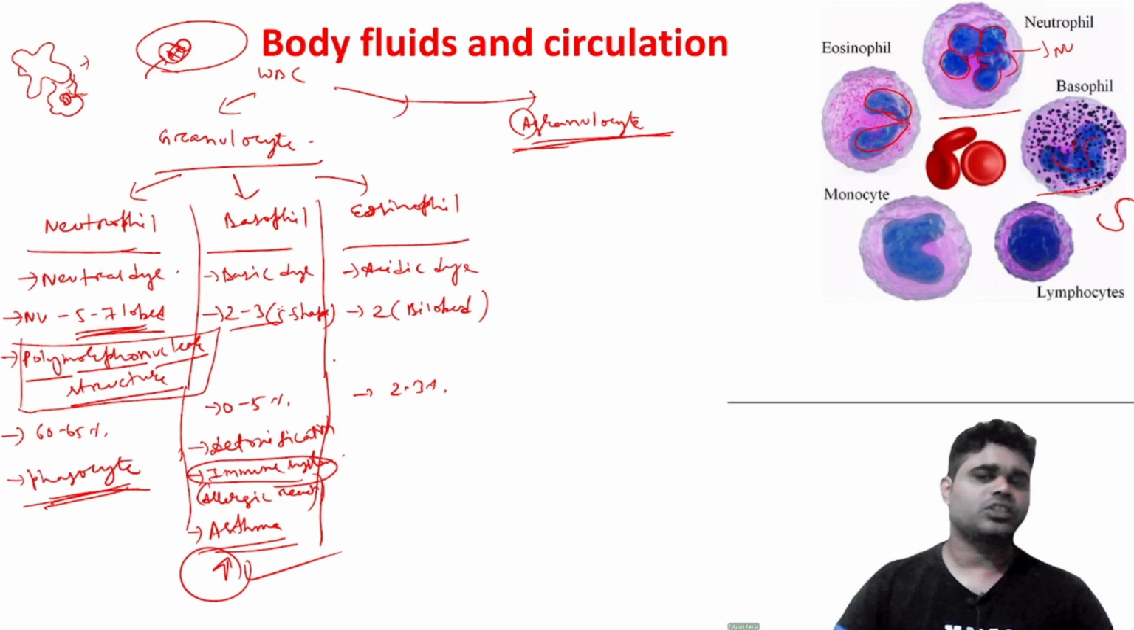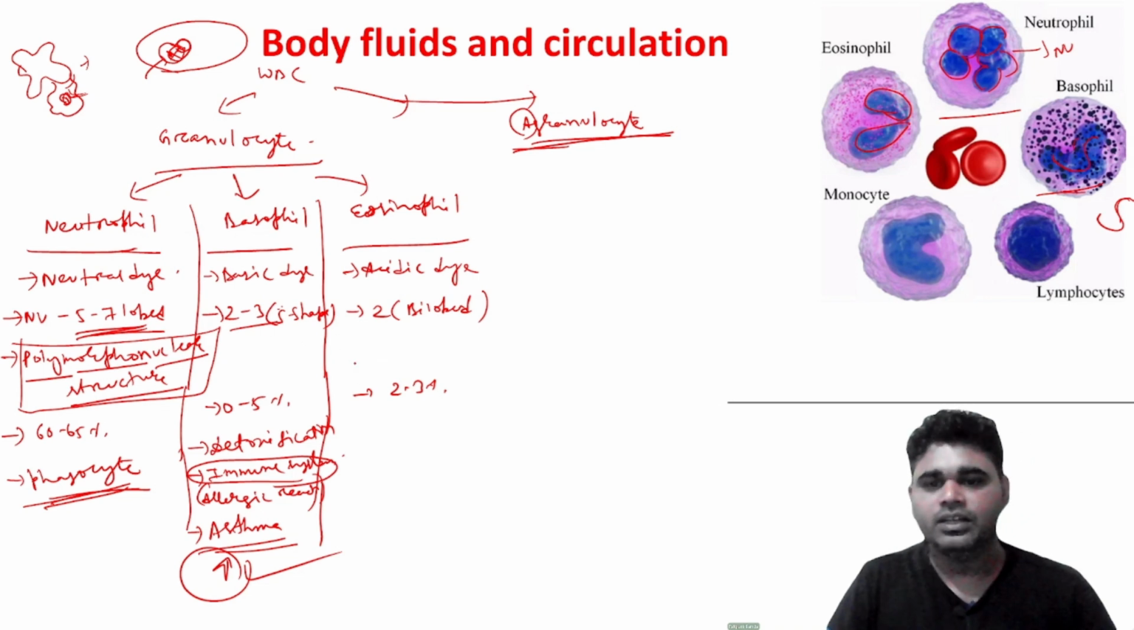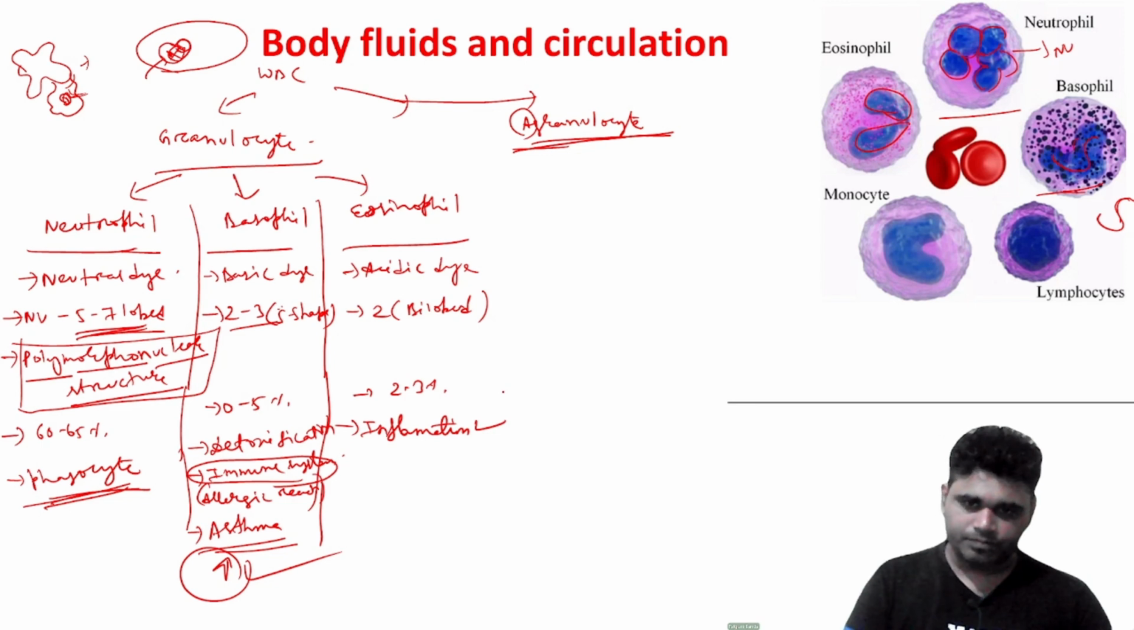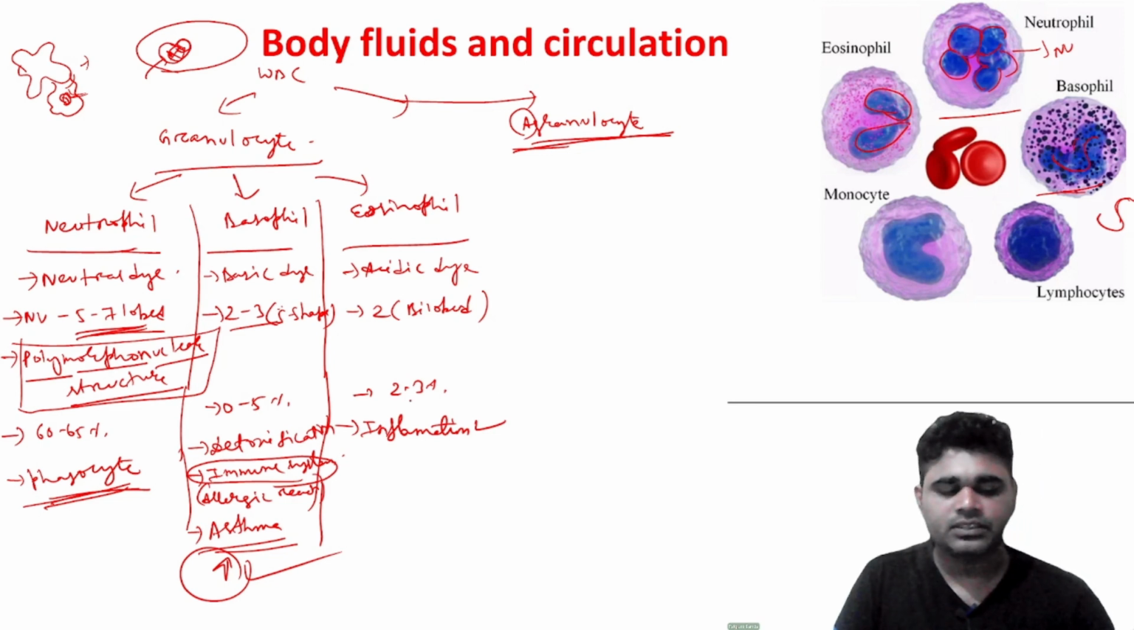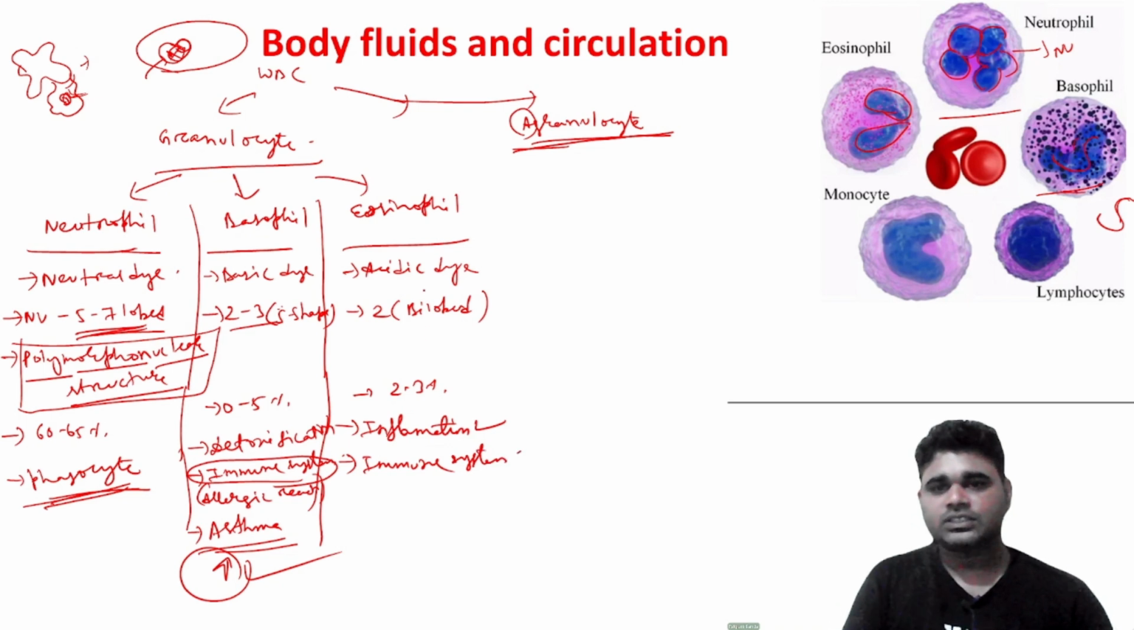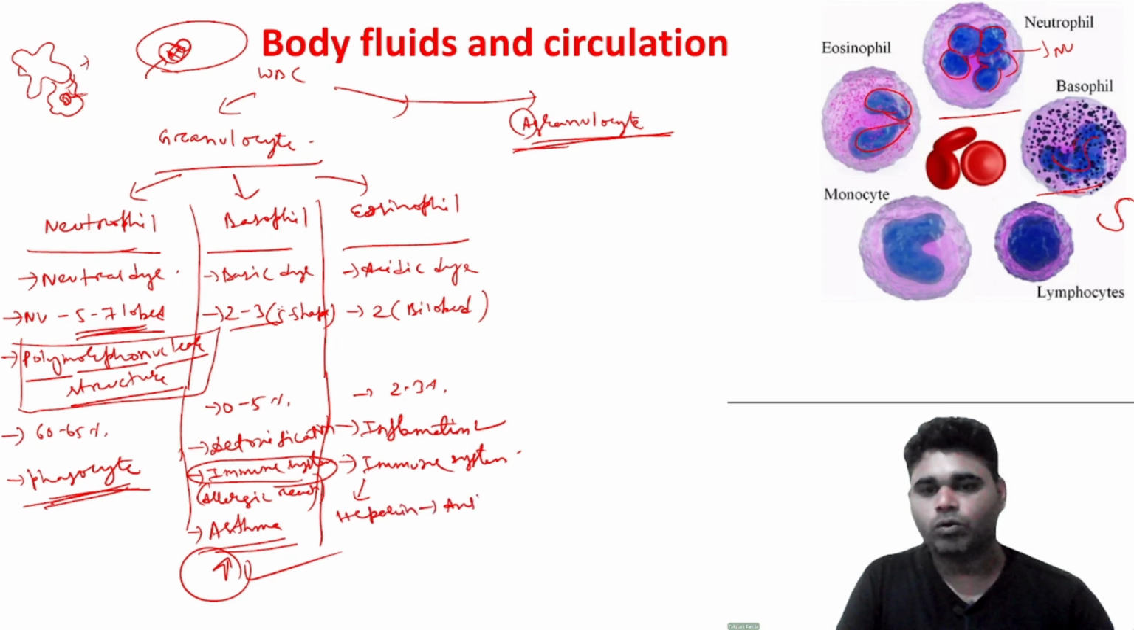So this is the function of the basophil. And the eosinophil, that means it helps in inflammation. It promotes inflammation. Besides inflammation, it also helps in the immune system, like the basophil. But how? This eosinophil releases heparin. What is heparin? Heparin is an anticoagulant.